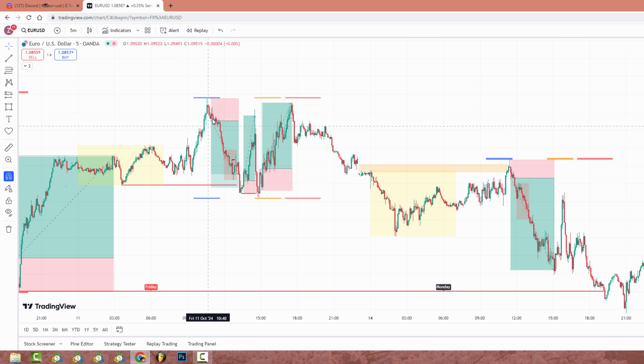Once we go higher, we got structure breaking internally. You place yourself on the structure, on the breaker structures. Boom, you got the 3R till Asian lows. We break Asia lows. Before we break Asia lows, we give out a trap right here.